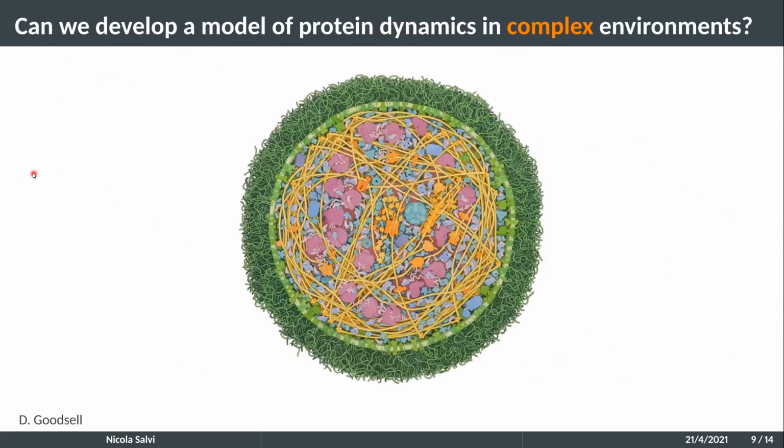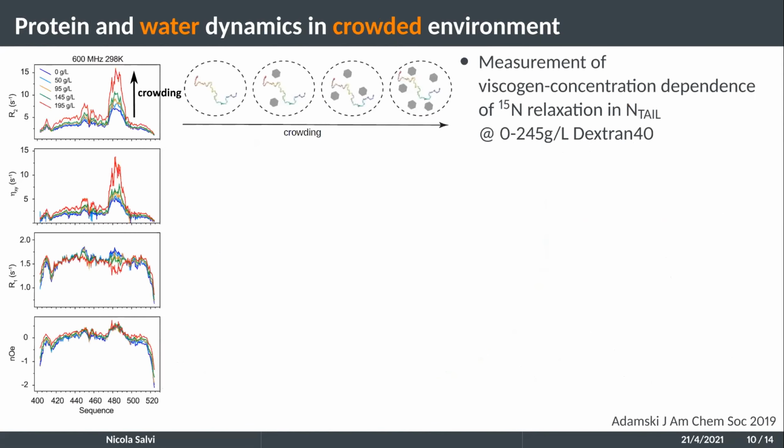And you have to remember that we want to actually understand what is the significance of all these dynamics in a complex environment, such as the cellular environment where these IDPs work. So the question is, can we actually develop a model that accounts for this complex environment? And the answer is actually yes. To derive this model, we started by measuring relaxation as a function of the concentration of viscogen.